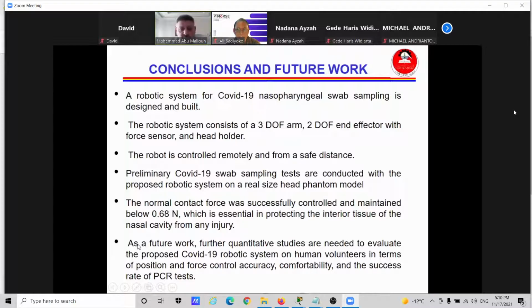Now, future work. We know that we still have a long road to go. We're thinking of conducting further quantitative studies, probably on human volunteers. Also, we need to improve the position and force control, accuracy, and comfortability. And we also need to see what the success rate of the PCR test is for this robot, by putting it on a real test and seeing how good the sample we obtain is.